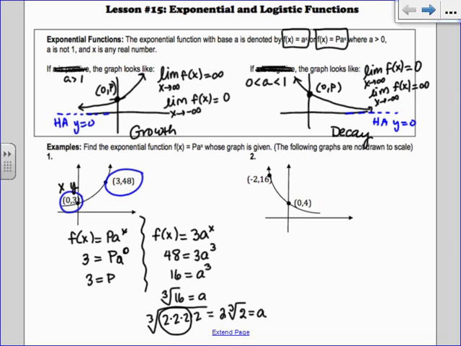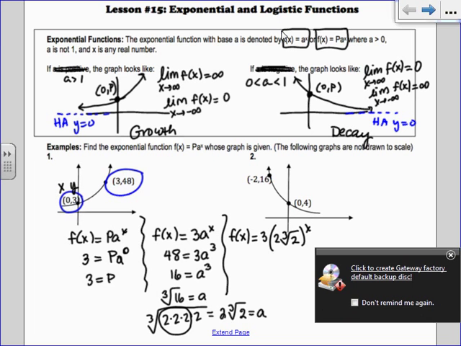So it's a weird base. So that means that our function is really weird. Our function is going to be f of x equals 3, right, that was the p, times 2 cube root of 2 to the x. Okay, that is a terrible form. I would guess that no multiple choice test will ever have it like that.